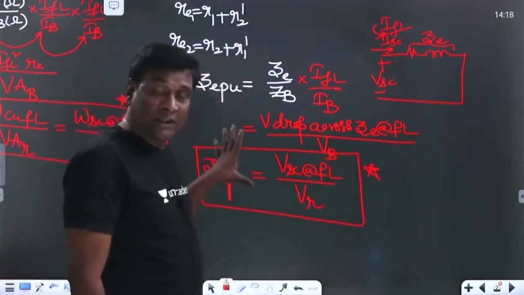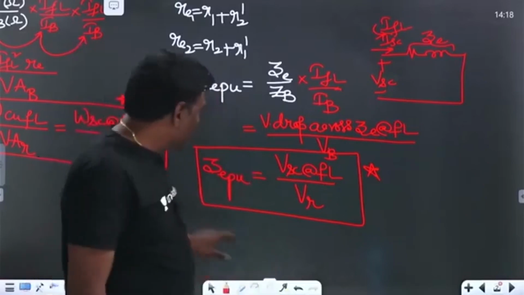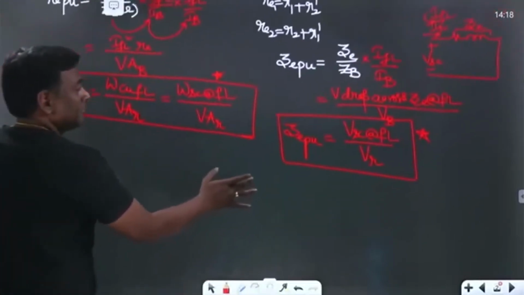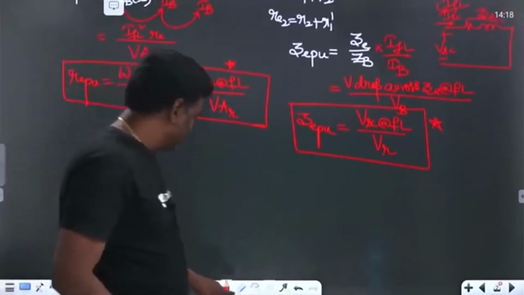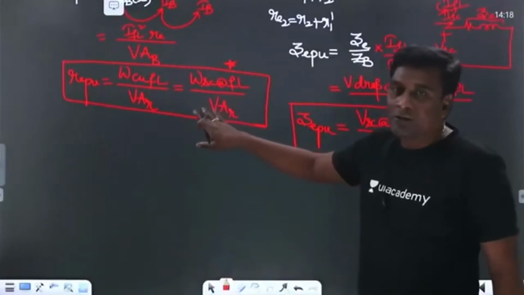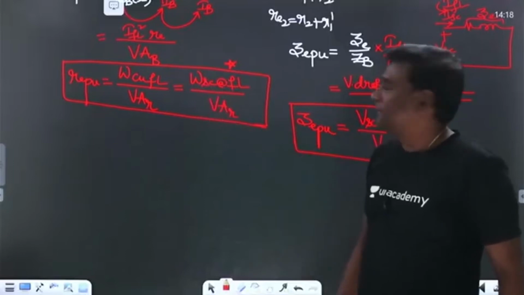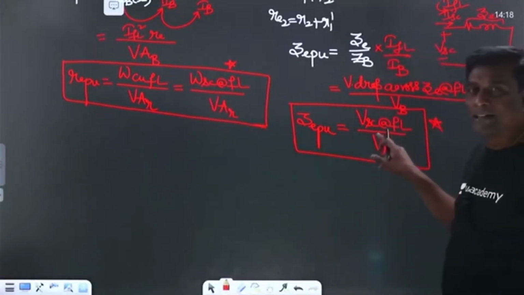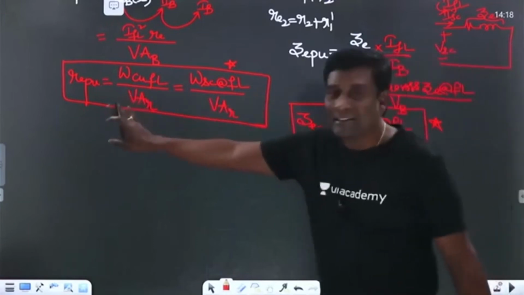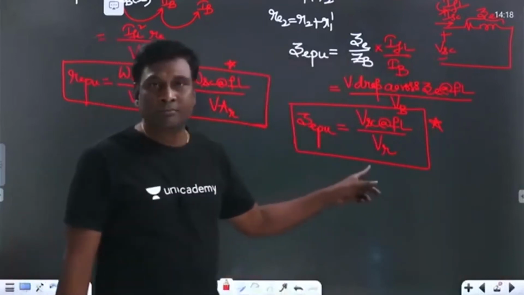and this equation is very important, both in voltage regulation and efficiency. So just go through these two equations once. This is going to be the short circuit wattmeter reading at full load divided by VA rated, and this is going to be the short circuit voltage at full load divided by V rated. This is ZE per unit, this is RE per unit, and open the book and make a note of these two.